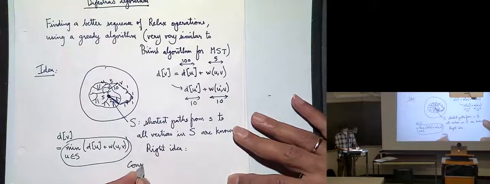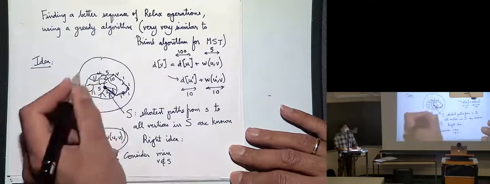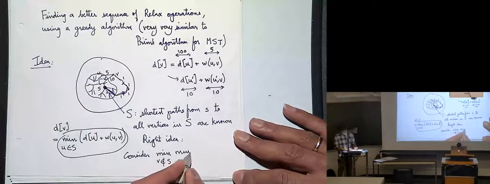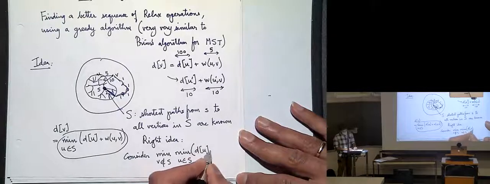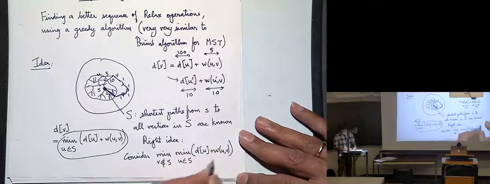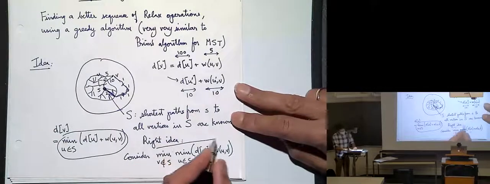So the right idea is to consider the min over all V not in S, of the min over u in S of du plus wuv. If you go back to your notes on MST, you'll see something very similar in MST as well. Because you're looking at a particular tree that you've constructed, and then you're saying, what's the next edge? There it was just greedy. You just look at the minimum edge. Indeed, if you follow your strategy, you'd be finding the minimum spanning tree. So this seems like the right idea.